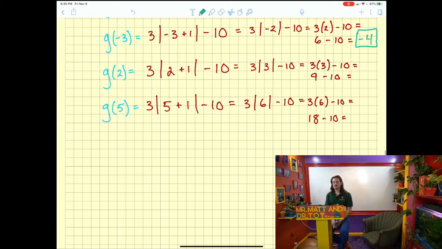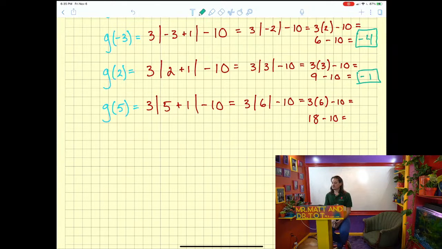G of positive 2 is going to be 3 times the absolute value of 2 plus 1 quantity minus 10. That's equal to 3 times the absolute value of positive 3. That's the same thing as 3 times 3 minus 10, which is 9 minus 10, which simplifies into negative 1.